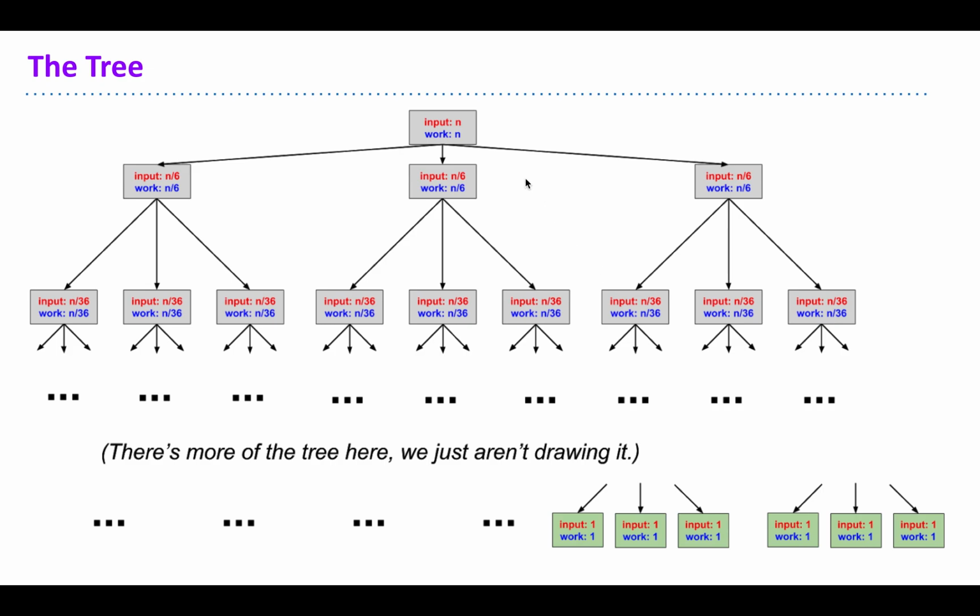What we're thinking of here is that the first level is level 0. This root node right here is on level 0. It's 0 hops away from the top. Level 1, what we'll say is this level right here. Hopefully you can see my mouse on this recording. If not, that will be unfortunate. It's the level with all the inputs of n divided by 6, and this level is 1 hop away from the root, so we'll call that level 1.